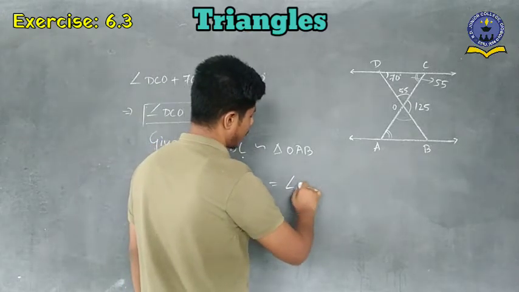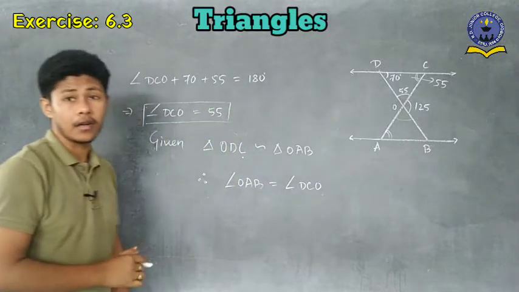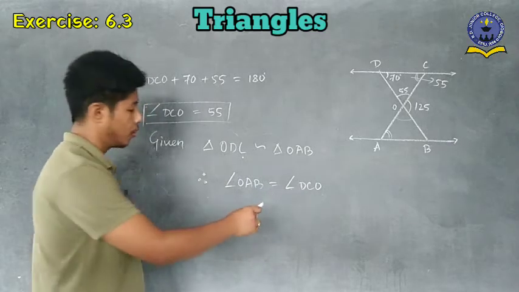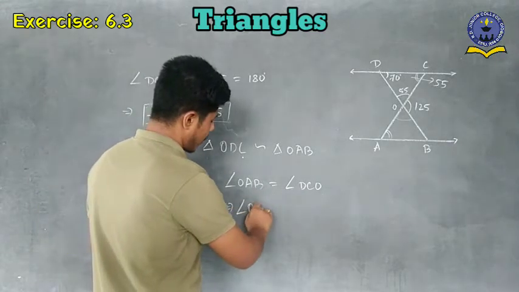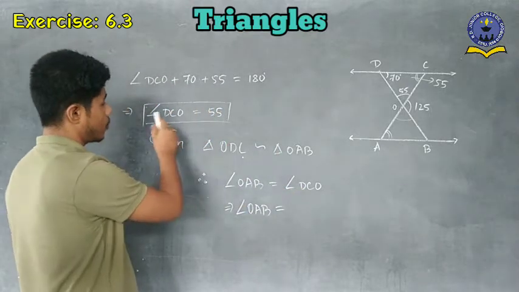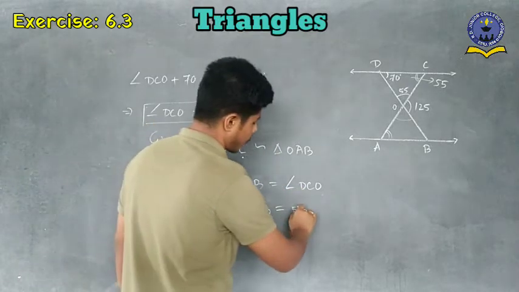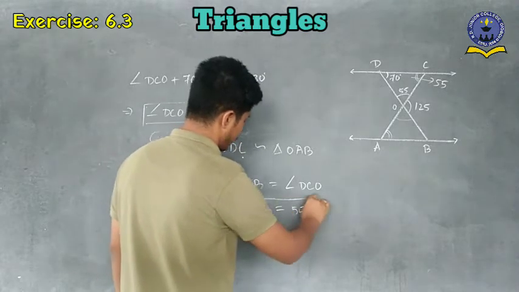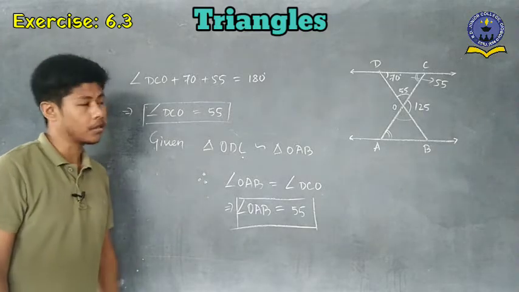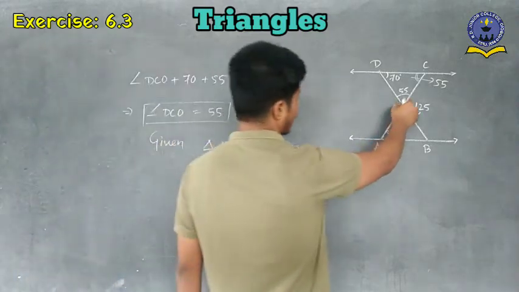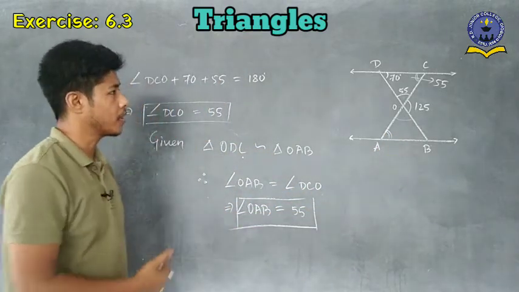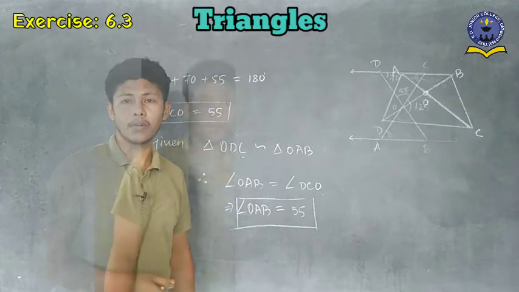OCD, or we can say DCO. Is it clear? Angle OAB equal to DCO. So from here what we can say, OAB equal to DCO. DCO means what? Already we found DCO is 55 degrees. So that means here we have to write 55 degrees. And which one is the value of angle OAB? Is it clear? So mainly we have to find these three angles. In this triangle, one we get 55, 55, and the third one is also 55. Is it clear? So this is the solution to question number 2.